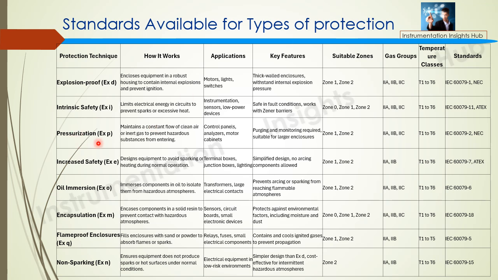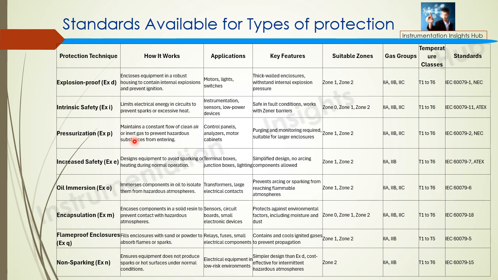Now comes the pressurization. EXP maintains a constant flow of clean air or inert gas to prevent hazardous substances from entering. So if we maintain a certain pressure inside some housing, then hazardous gases cannot come inside that container, and that will prevent some explosion.